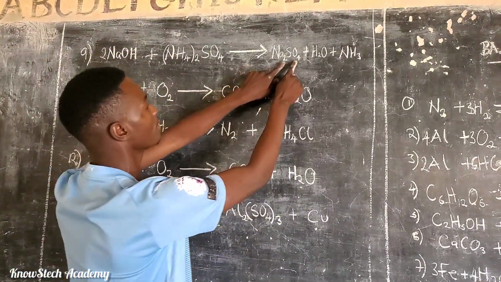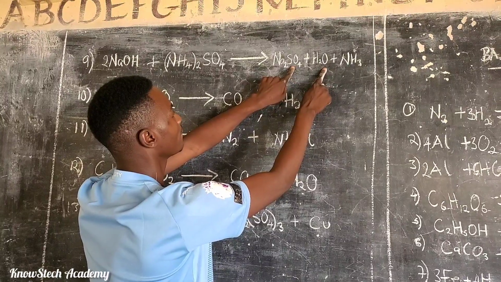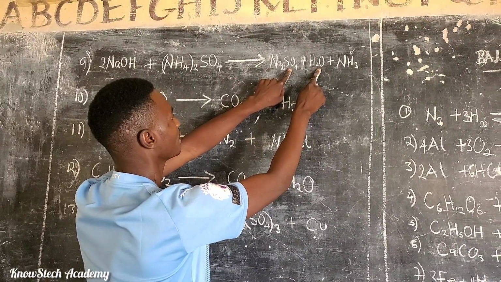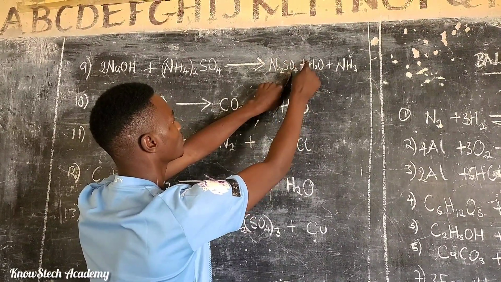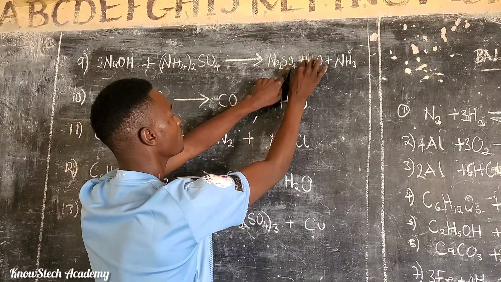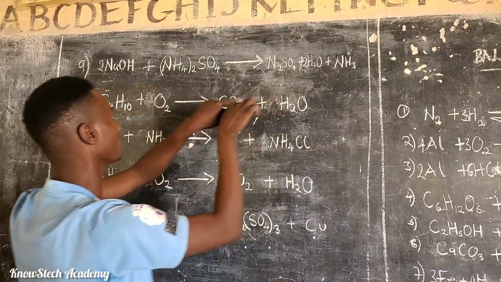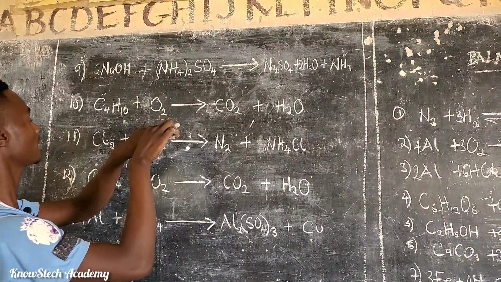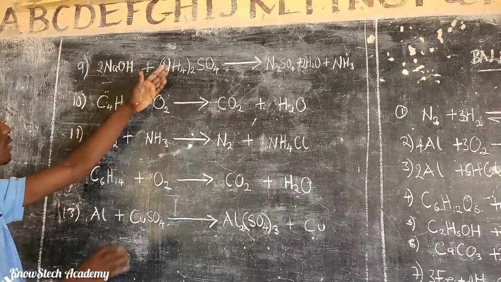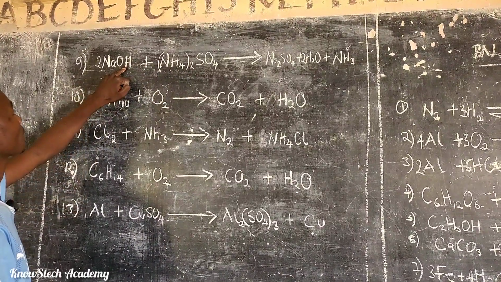This side we have 4 plus what? 5. Now I can change this one to 6 again, by putting a 2 here, where there is water. If you put 2 here, it will be 4 plus 2 and it becomes what? 6. Right? So the number of oxygen atoms is balanced. So we go to the next.